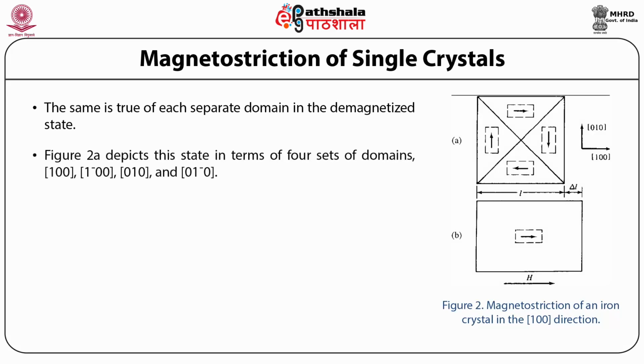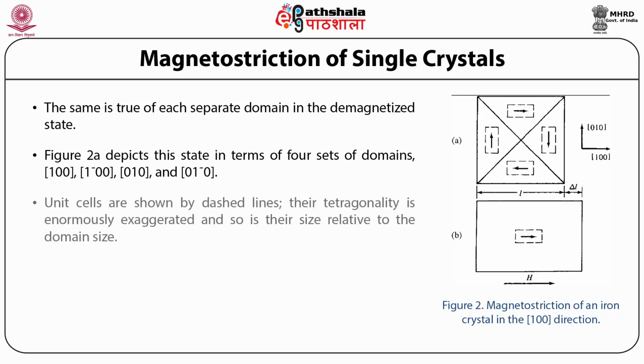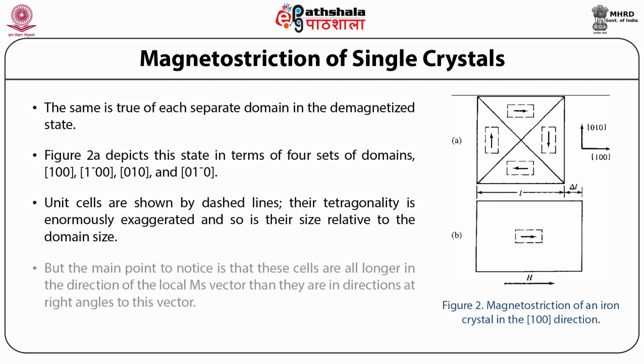Figure 2a depicts this state in terms of 4 sets of domains: [100], [1̄00], [010] and [01̄0]. Unit cells are shown by dashed lines. Their tetragonality is enormously exaggerated and so is their size relative to the domain size. But the main point to notice is that these cells are all longer in the direction of the local Ms vector than they are in directions at right angles to this vector.